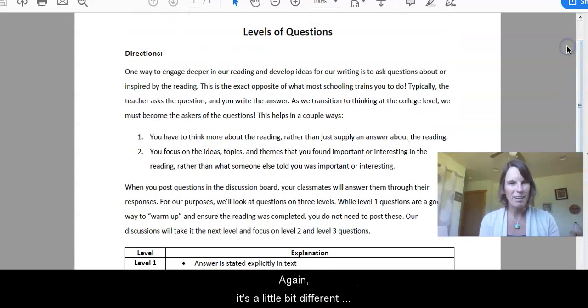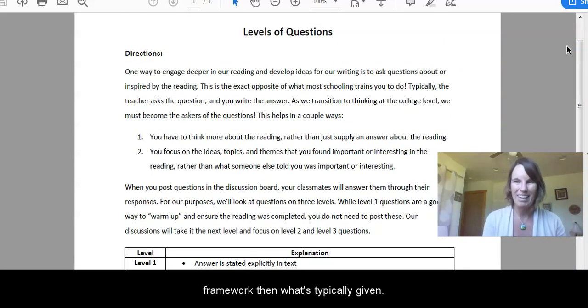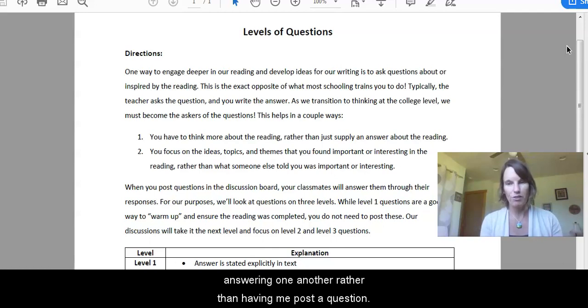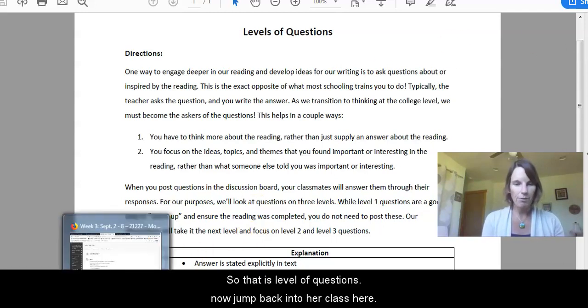Again, it's a little bit different framework than what's typically given, that you guys are now posing the questions and answering one another rather than having me pose the questions. So that is levels of questions.